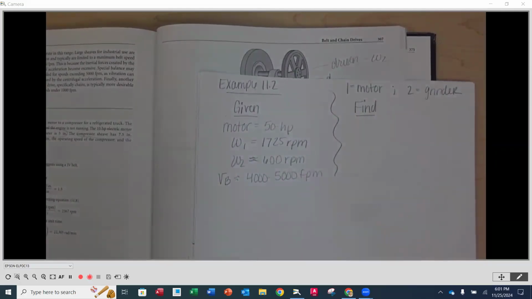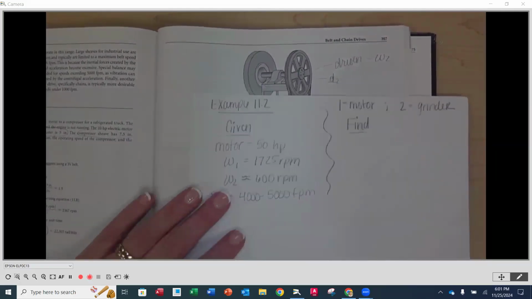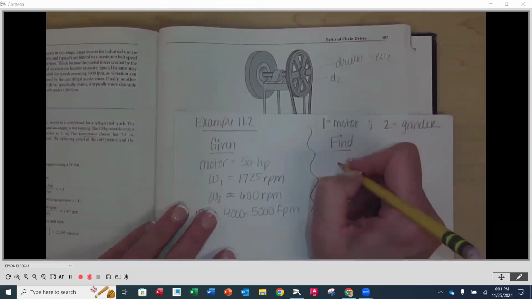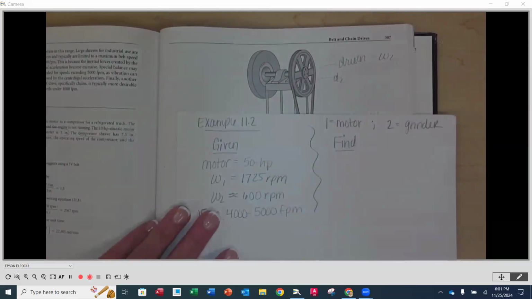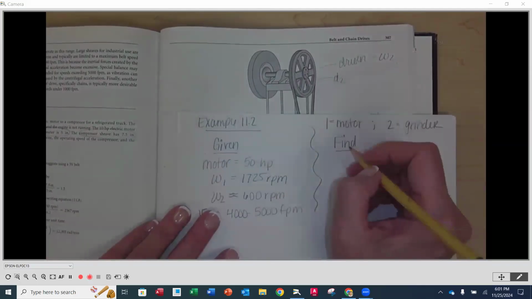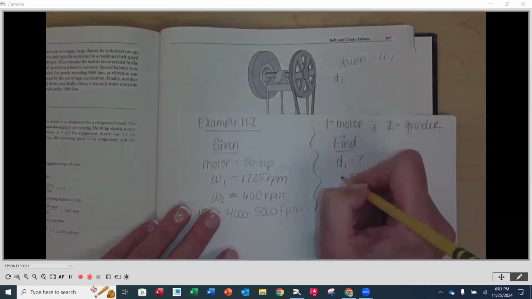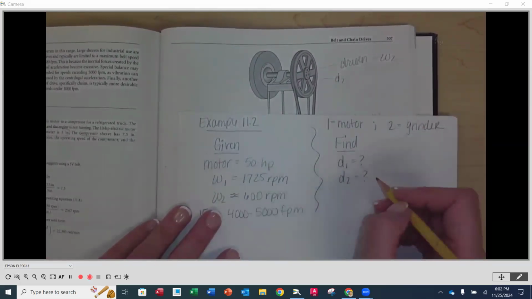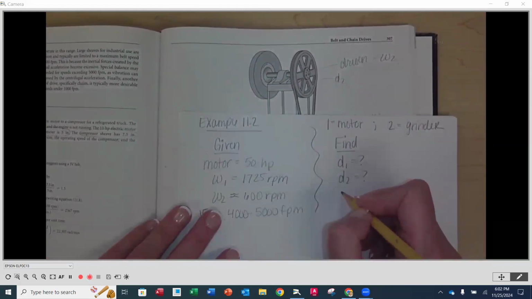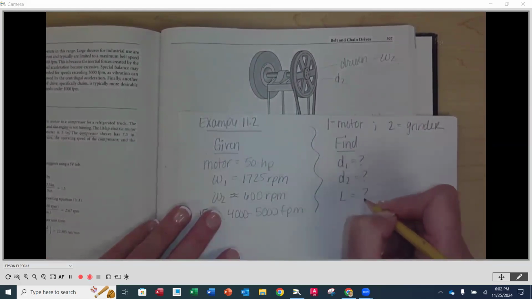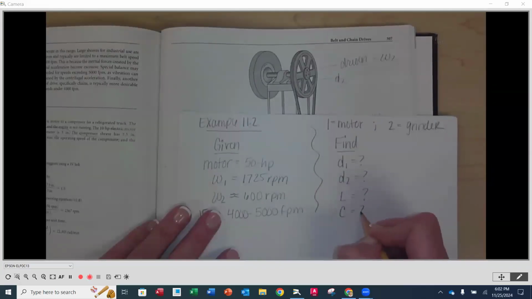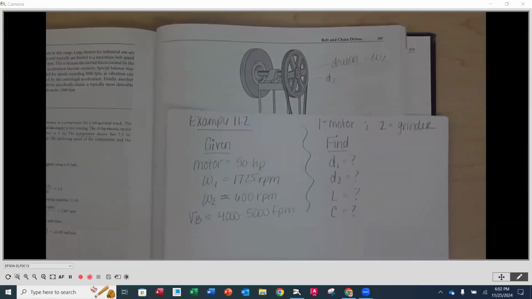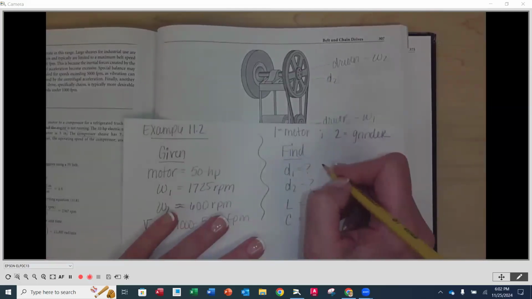Now, the things that we have to find, what do we have to find here? What variable is that? D1 and D2, right? We need to find D1 and we need to find D2. And what is L? The length of the belt. And what is C? Center distance is C. And there's one more thing we're going to have to find. The belt size, exactly. And that's really going to be the first thing.